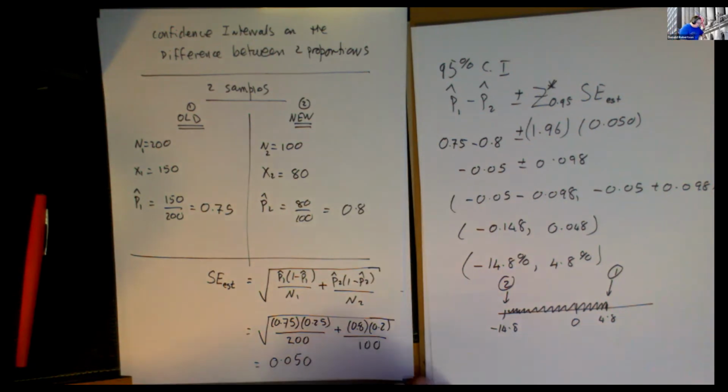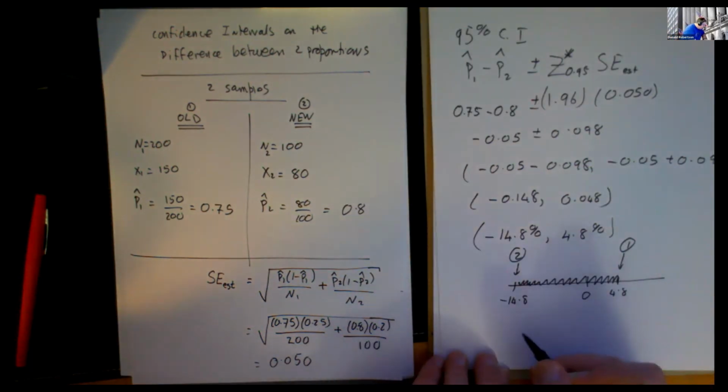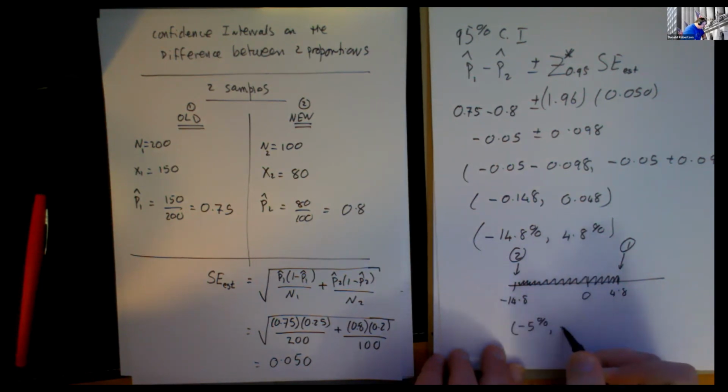So what would an interval look like if there was evidence? Can you imagine we got an interval that looked like this? Negative 5% to negative 2%.